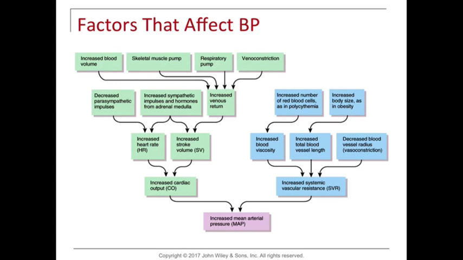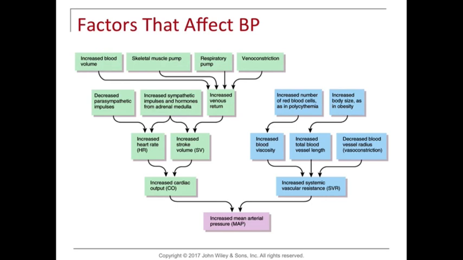You have decreased parasympathetic impulses, increased sympathetic impulses and hormones from the adrenal medulla. You can see each of those is going to lead to increased heart rate or increased stroke volume, which leads to increased cardiac output, which means increased mean arterial pressure. Right? On the right-hand side, increased number of red blood cells, as in polycythemia, increased body size, as in obesity.